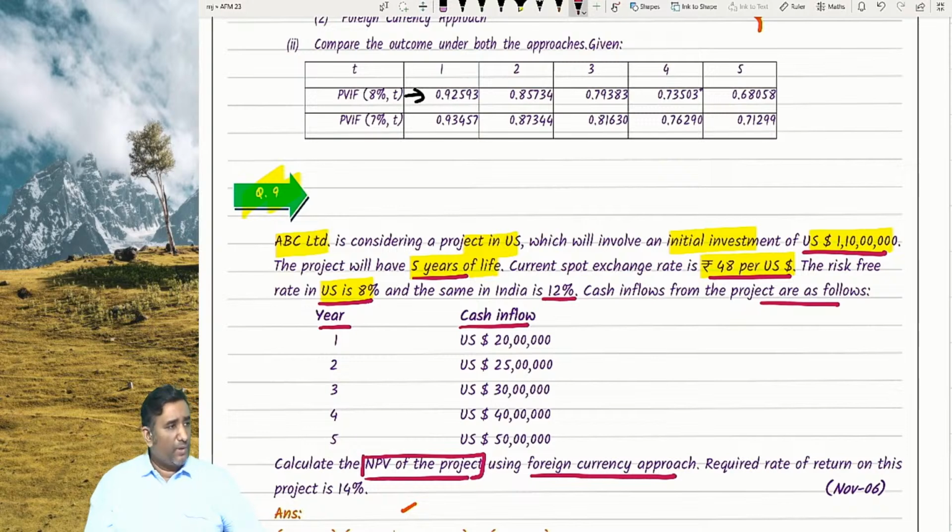Foreign currency. One country is India, so India is the home country. That means cash flow should be in dollar. Are the cash flows in dollar? Yes. Required rate of return on this project is what? 14. Discount rate should be in what? Basically foreign currency means what? Dollar cash flow, dollar discount rate. Cash flows are given in dollar, and the 14% they have not mentioned is in which currency?